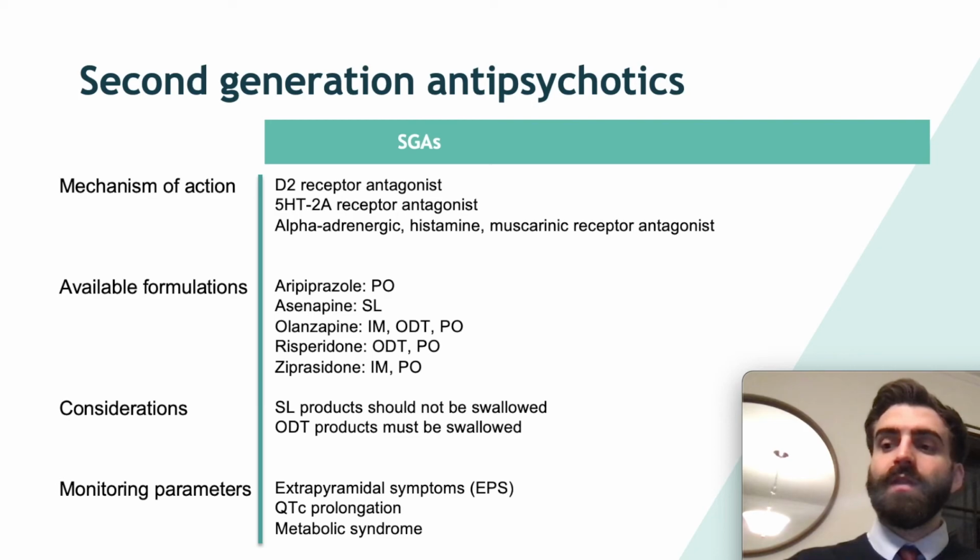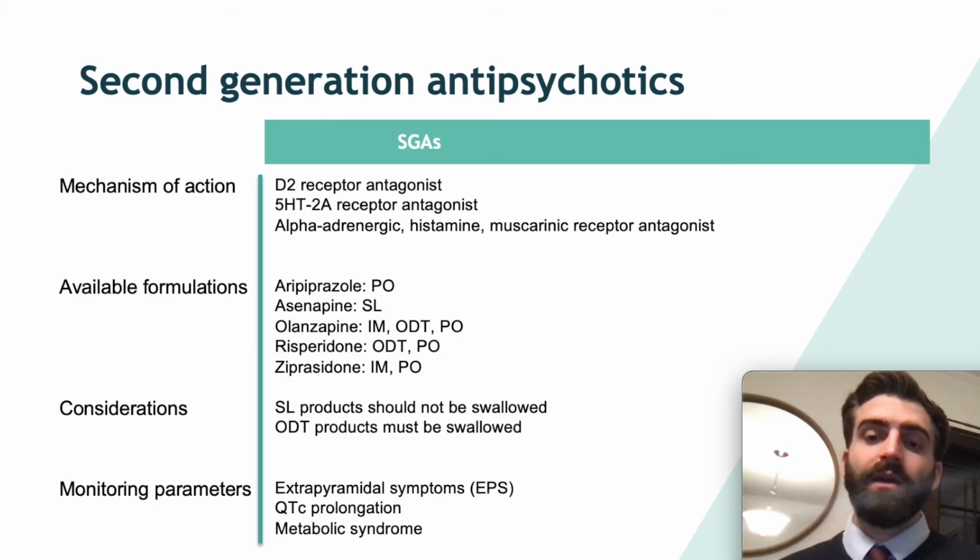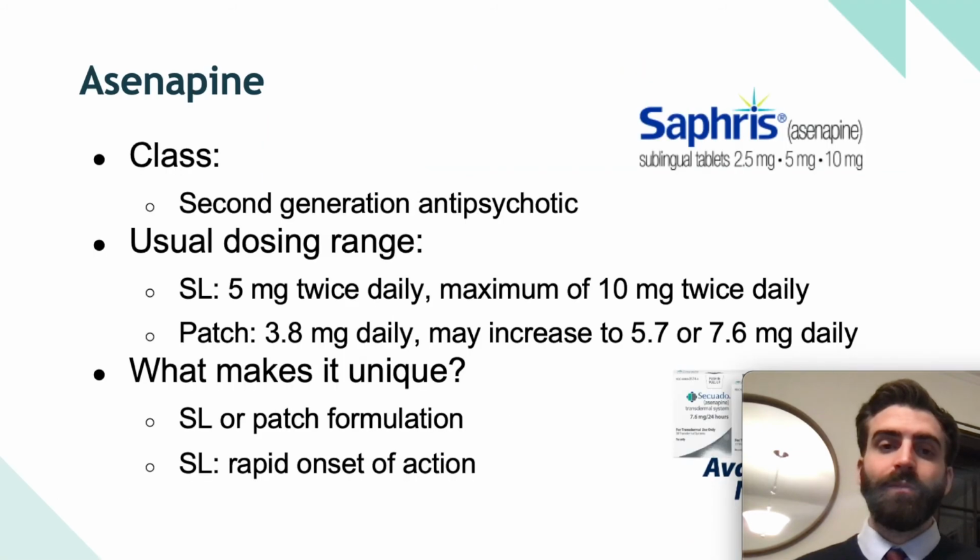Things that you would monitor with second generation antipsychotics include extrapyramidal symptoms, QTc prolongation, and metabolic syndrome. These can sometimes cause a lot of weight gain. I wanted to highlight Asenapine here because this has unique routes of administration. Like I mentioned, this is available sublingually, and this is also the only antipsychotic available as a patch.